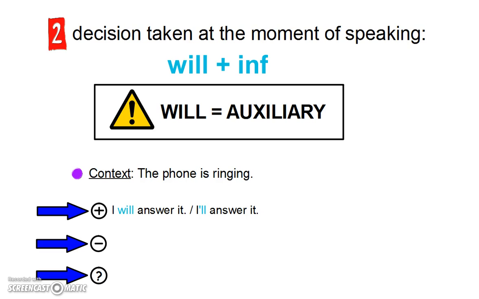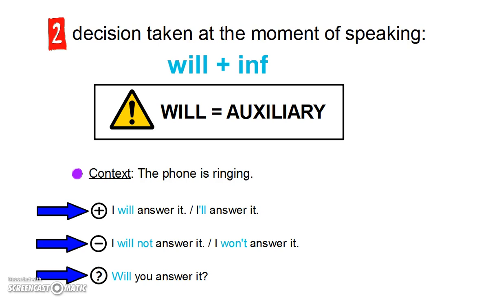So since will is an auxiliary, you can deduce that the negative form will be I will not answer it. Or in the shorter way, I won't answer it. Okay, the auxiliary always takes the negation. And the question will be clearly, will you answer it? So again, I swap auxiliary and subject.